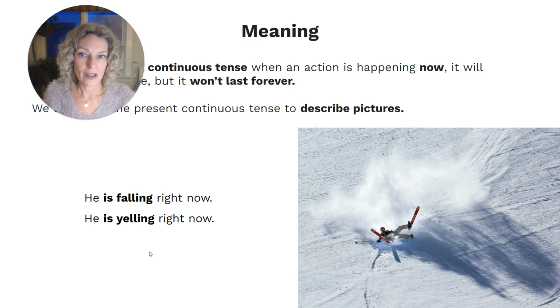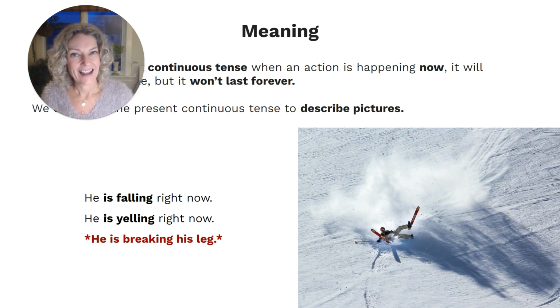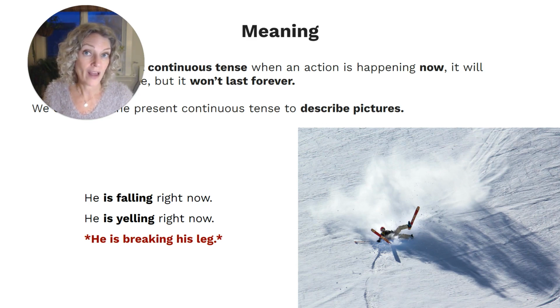What would not be a good use of the present continuous tense would be, he is breaking his leg. So that is not a verb that can be continuous. You can't break and break and break your leg. When you break your leg, it happens like that. And so that's something you have to think about when you're choosing your tenses. If you want to use the present continuous tense, it has to be a verb that can continue. It has to be an action that is continuous if you want to use a continuous tense.